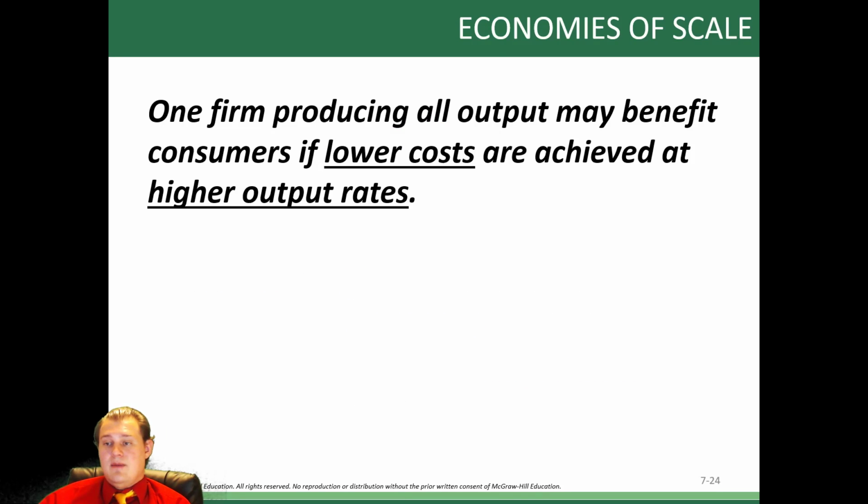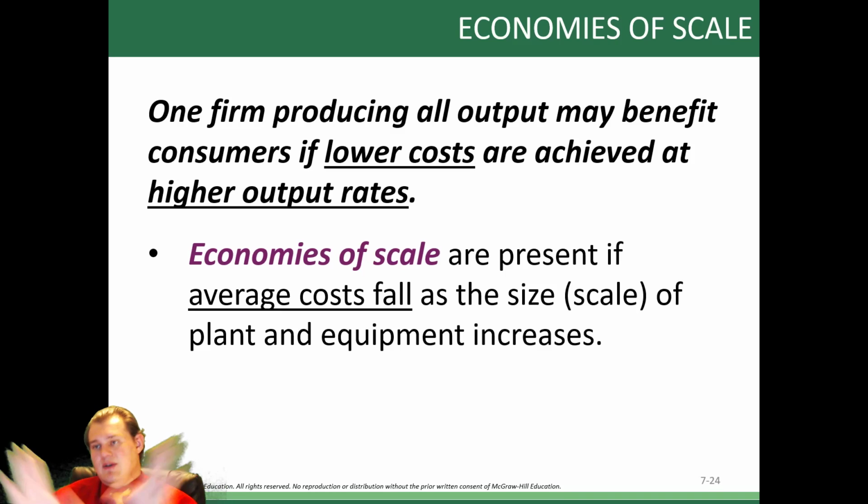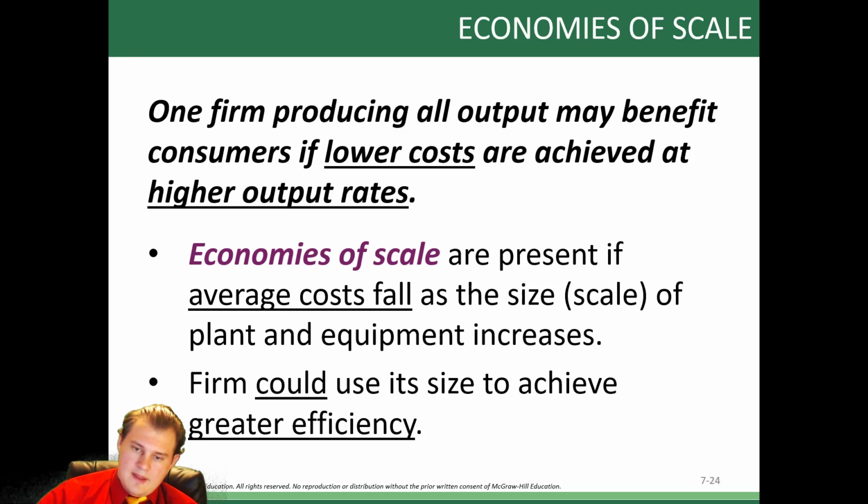One firm producing all output may benefit a consumer if lower costs are achieved at higher output rates. Yeah, just goes back to what we went over before. Okay, one firm producing all the output may benefit consumers if lower costs are achieved at higher output rates. In other words, economies of scale are present if average costs fall as the size, scale of plant and equipment increases. Okay, so you're going to look at the economy of scale. You're going to see what makes the most sense for you. A firm could use its size to achieve greater efficiency. If you're a large firm, you can start producing mega factories. Tesla's doing that right now, and they're looking at producing those batteries and getting them out there.